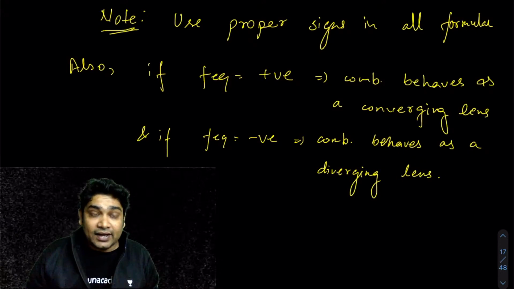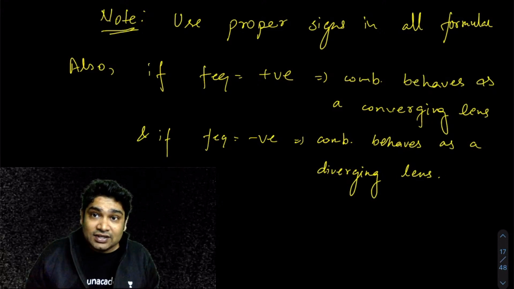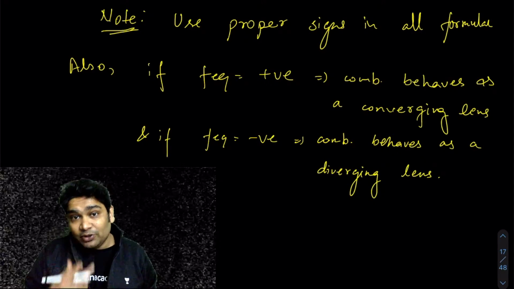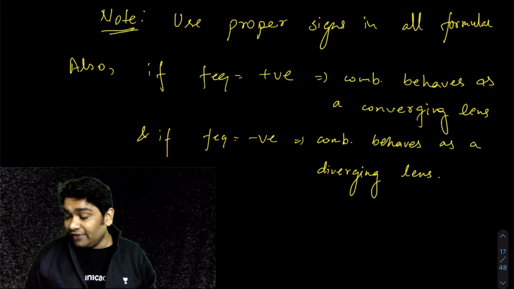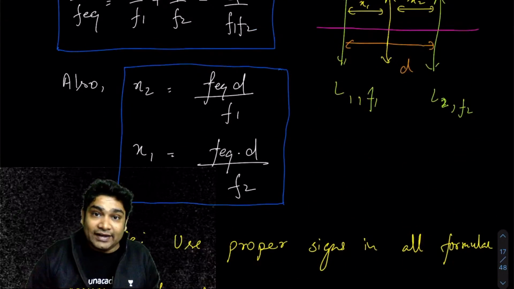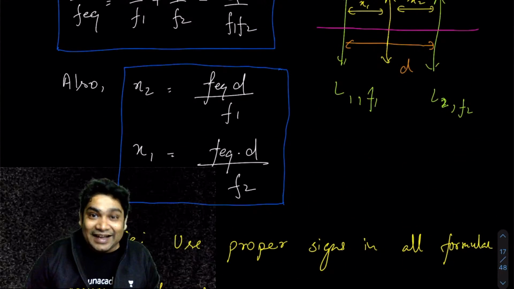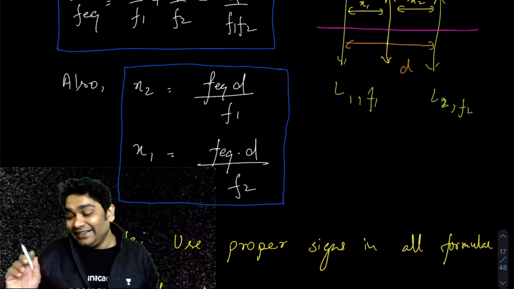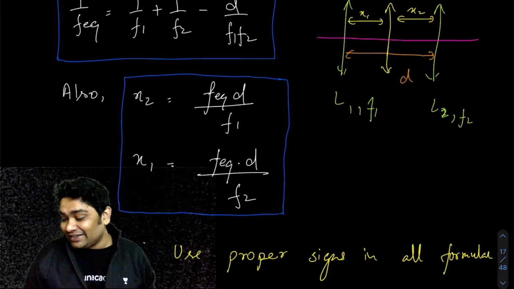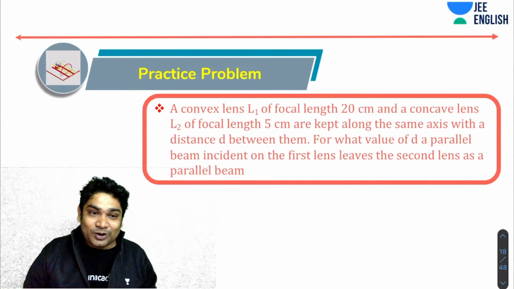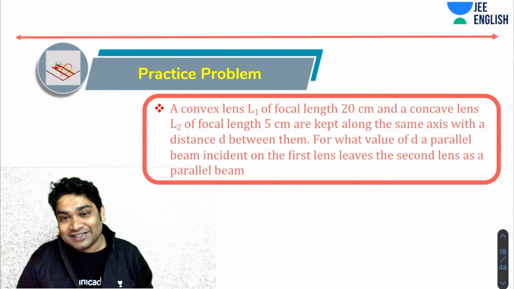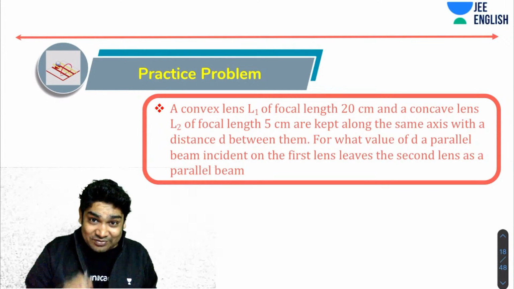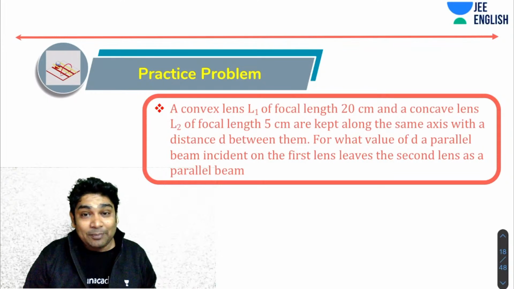So again, you must remember all these sign conventions are very, very important. They decide how the combination is going to behave. If you don't use proper signs, you will get the wrong answers. I've seen students not follow proper signs, get wrong answers, and then say, "Sir, we did everything that you taught, and we still don't get the answers. Maybe you taught us something wrong." So always remember to apply your formula properly.